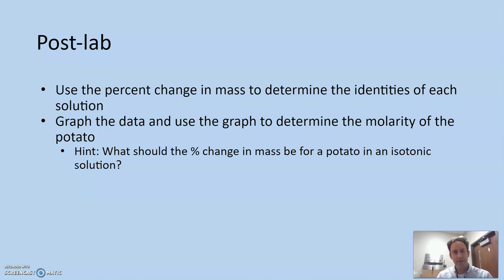And our hint for how to do that is you need to figure out what the percent change in mass should be for a potato in an isotonic solution. So that's an important hint. What should the percent change in mass be for a potato in an isotonic solution? So that's pretty much it. You're going to come in one day, carve out your potato cores, put them in a cup, let them sit overnight, take them out, reweigh and record the percent change of mass, and then using that and your knowledge of osmosis, figure out what these unknown solutions are. Good luck.